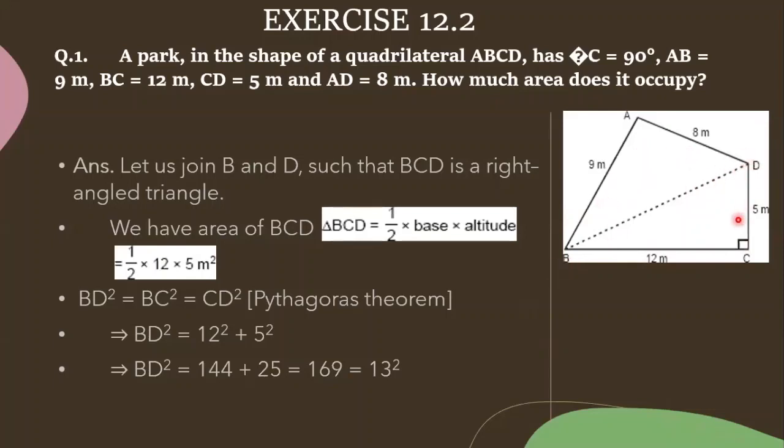Okay, children. Then to find area of triangle ABD, we don't have the value of BD. So for this right angle triangle, we'll apply Pythagoras theorem. Once we apply Pythagoras theorem, this BD square is equal to 13 square. So BD value is 13. So once we get triangle ABD, we got all three side values. So we'll apply Heron's formula for this triangle. Then we'll find the area of this triangle ABD. Any doubt in this sum?